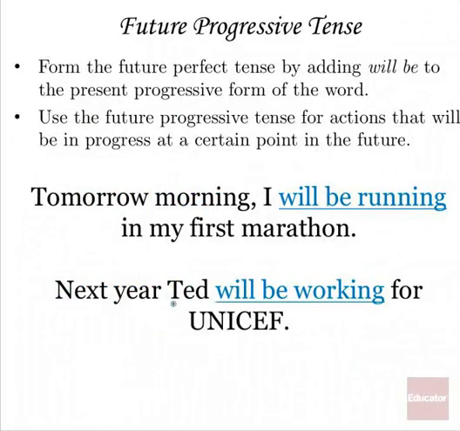The future progressive. You form this by adding will be to the present progressive form of the word. So there's your ing. You use the future progressive tense for actions that will be in progress at a certain point in the future. So, tomorrow morning I will be running in my first marathon. Your clue here is tomorrow morning. You're talking about a point in the future, and you're talking about an action that will be ongoing as of that time. When you wake up tomorrow morning, I will be running. Next year, Ted will be working for UNICEF. Again, an event in the future that is ongoing as of the time you're talking about, next year.